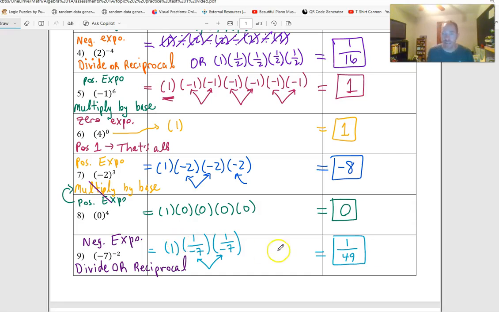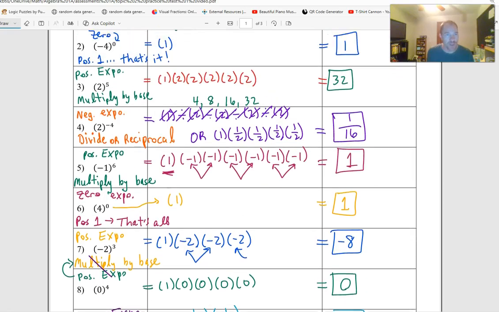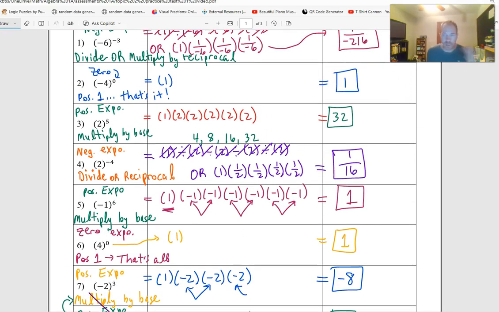So get lots and lots of practice with that. I would start with the exponent most of the time. If it's a positive exponent, you're going to multiply by the base. Negative exponent, you're going to divide by the base. Exponent of 0, that's the easy one in my opinion. Exponent of 0, write down a 1 and you're finished. Write down a positive 1 and you're done, even with the negative base.